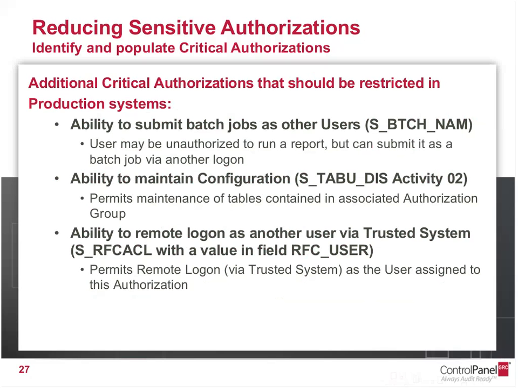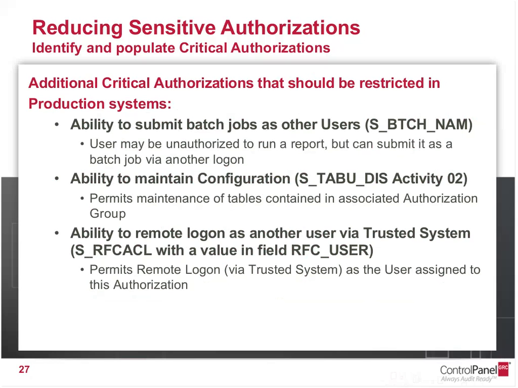The ability to submit batch jobs as another user is controlled with the S_BTCH_NAM authorization object. So this is another one you want to make sure is secured, so that if I encounter a scenario where I'm not authorized to run a report, I can't just run it as another user and then get the output from the spool.